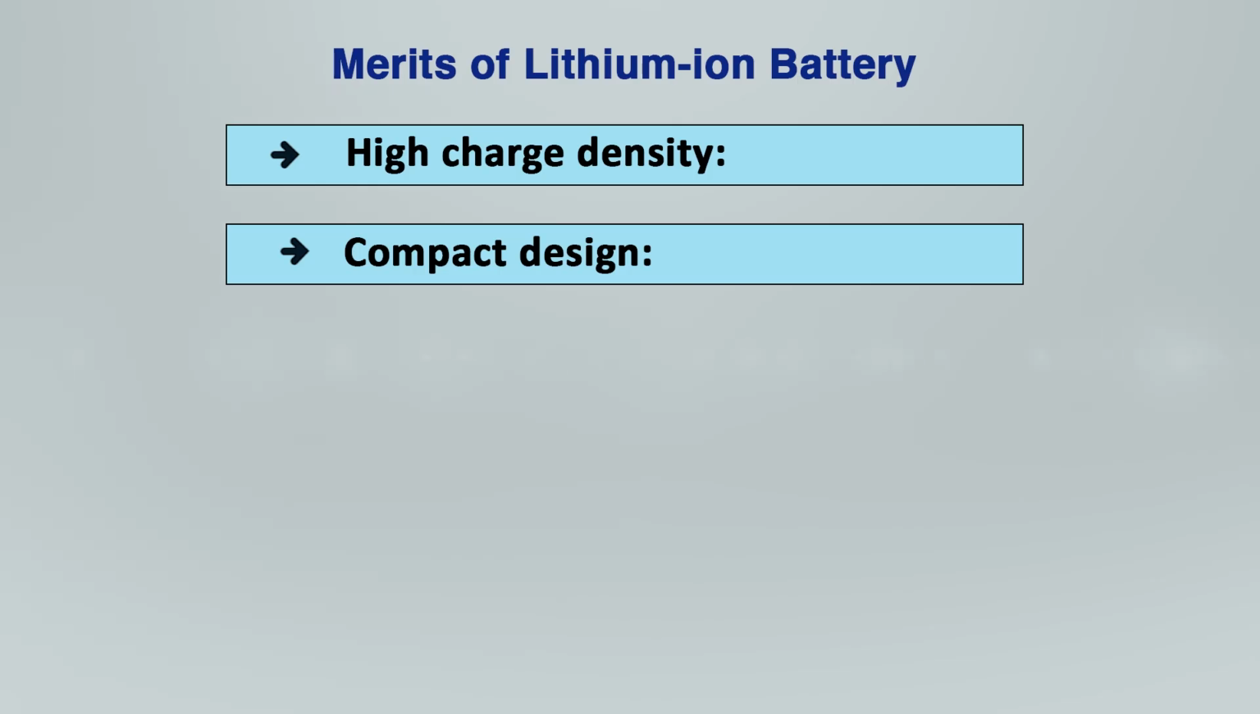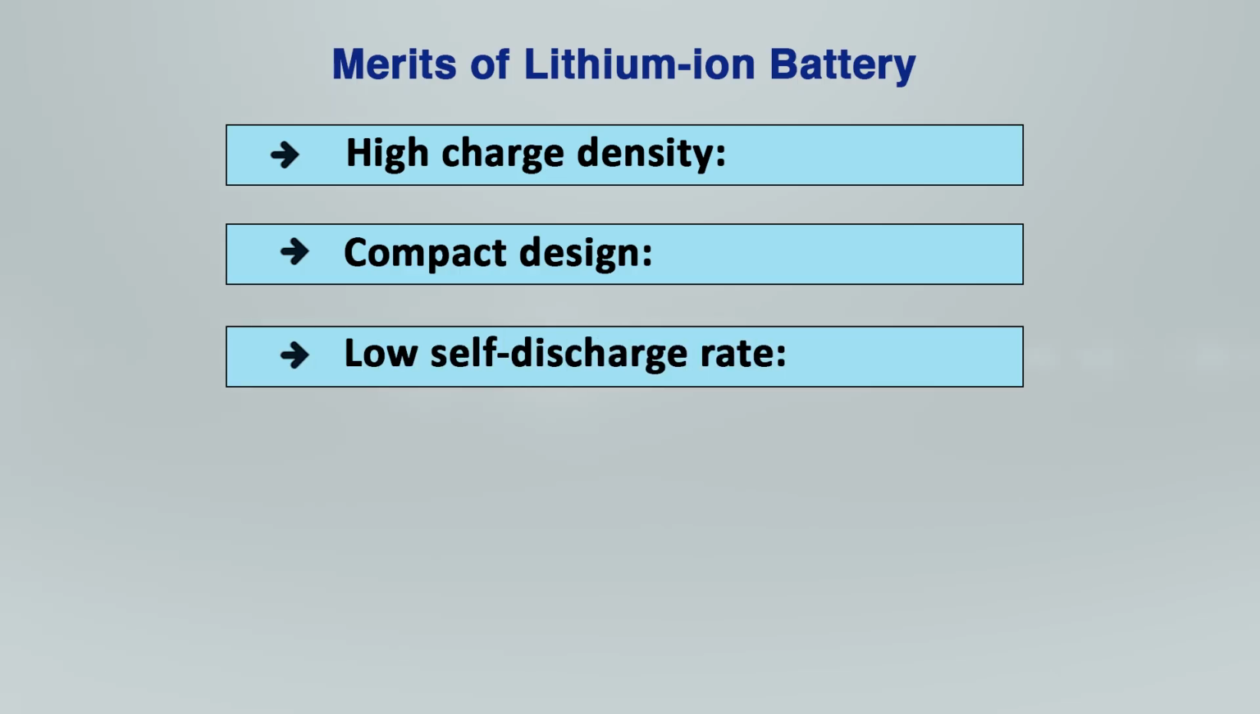Compact design is one of the important advantages of lithium ion battery packs. Compared to the conventional lead acid battery, it can store the charge in a very small package. Because of that, you can reduce the size of the EV, and you can accommodate more battery cells in order to get more mileage from a single charge.